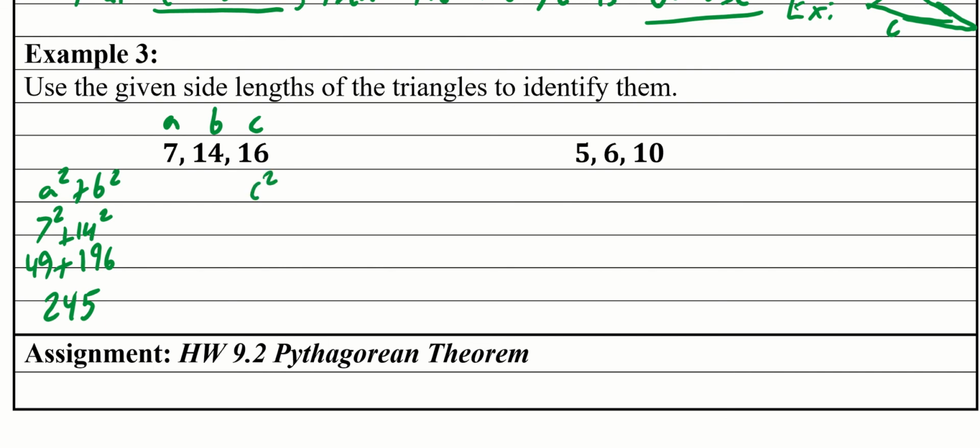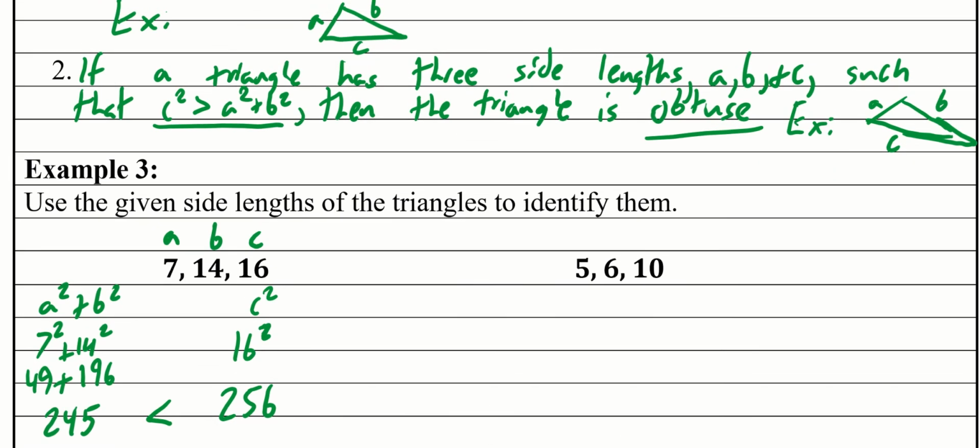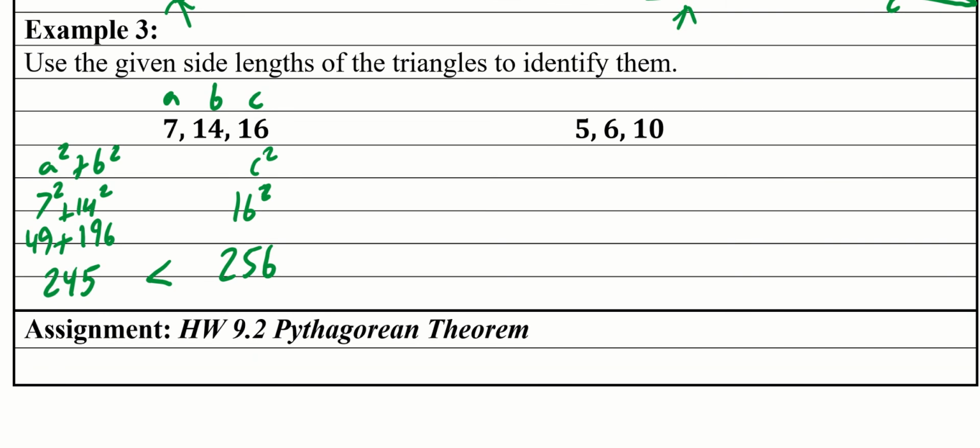Now I need to do the same thing with c squared. Okay, so c squared here, we know we can just plug that in. That's 16 squared. And this one I'm just going to type in my calculator because I'm not entirely sure what that's going to give me. Okay, 16 squared, and that's going to give me 256. Okay, so between these two values here, which one is larger? Well, we see 256 is going to be larger here. So we can go back to those inequality theorems that we said. Okay, if c squared is larger, then it's going to be obtuse. So that's what I would say here. I'm going to say this is an obtuse triangle.